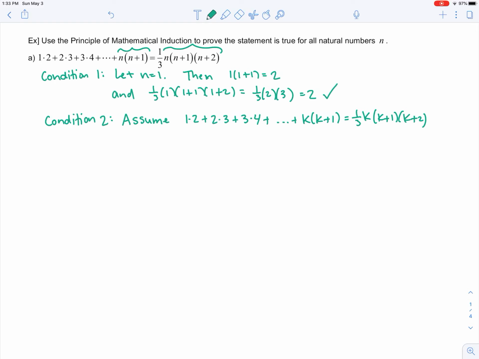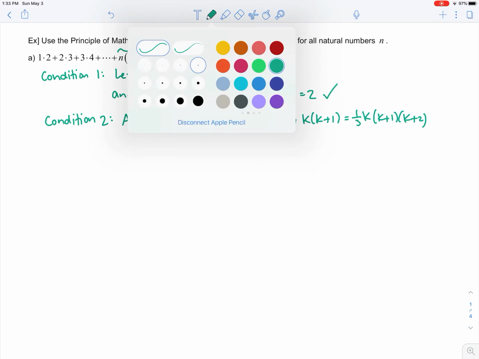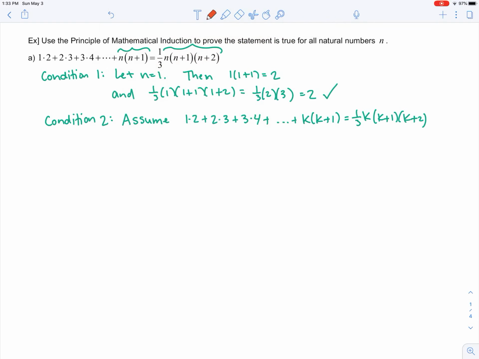So how do we show that? Well, I would write a note off to the side or maybe down below to help us organize our thoughts of what we want to do. So let's do that. This is not part of the proof. This is just me organizing my thoughts. I'm going to say we want... And what I want is the statement to be true for the next case, which would be just adding one more, so instead of k, k plus 1.